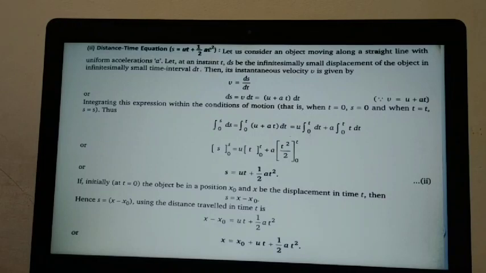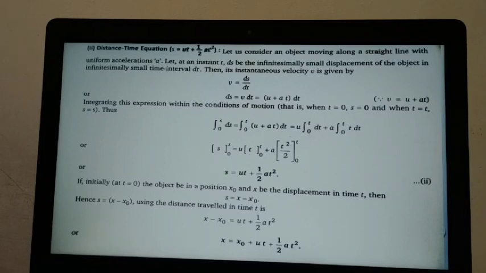So on integrating, you are getting integral 0 to s ds is equal to integral 0 to t (u plus at) dt. See that right hand side, it is integral 0 to t u dt plus at dt. U into integral 0 to t dt plus a into integral 0 to t t dt. Which rule you have used there? The first rule that you have used there is integral of a sum. Integral of a sum is sum of integrals.